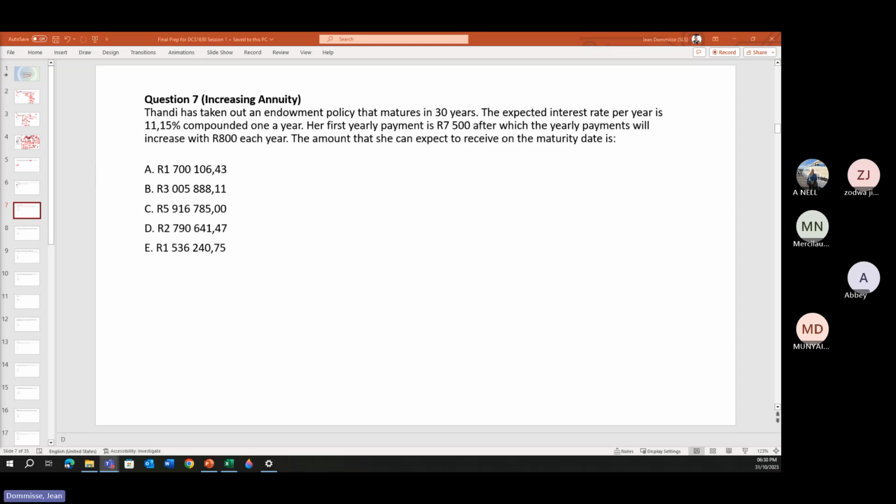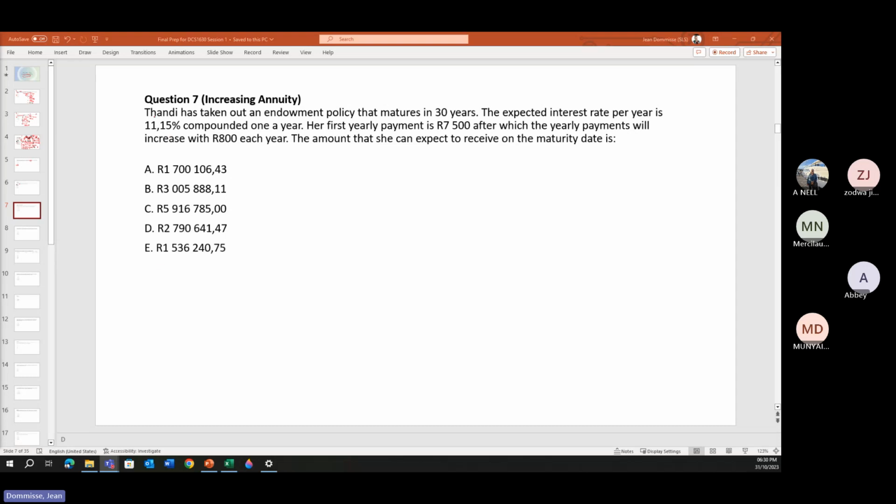So basically, what we're going to do tonight, Thursday night and Monday night, is go through previous exam examples, so that we hope we can cover what they might ask you in the exam. Okay, so question 7. And again, I made a note that this is around increasing annuities.